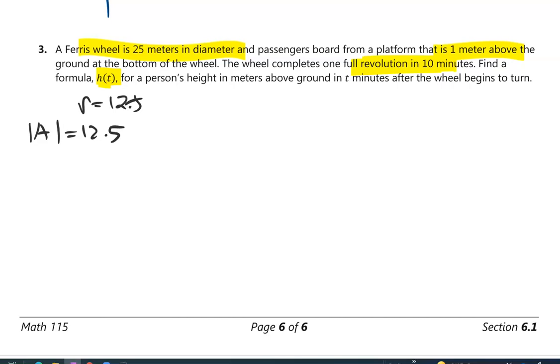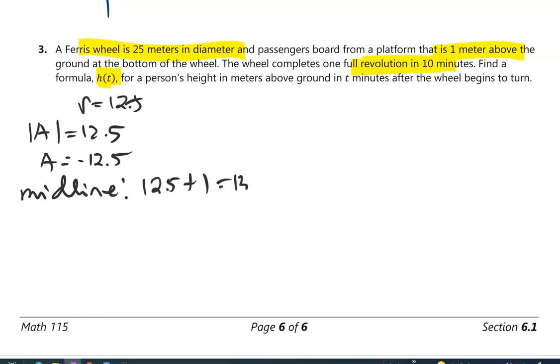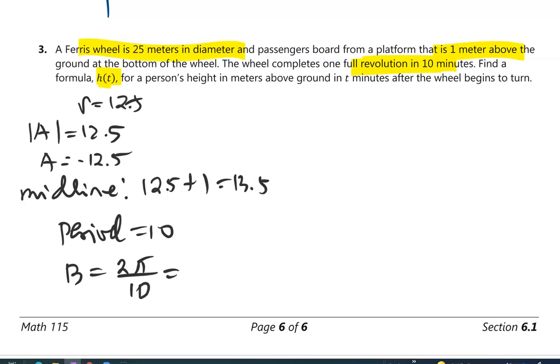And it starts at the bottom, so that's why your A is going to be negative 12.5, and our midline is, it's 1 meter above the ground, so 12.5 plus 1 is equal to 13.5. Then the period, 1 full revolution, is 10 minutes, so that is equal to 10. So we can solve for our b, which is 2 pi over the period, so 2 pi over 10 is equal to pi over 5. And there is no phase shift.